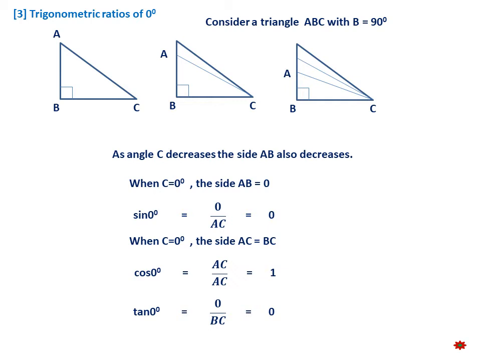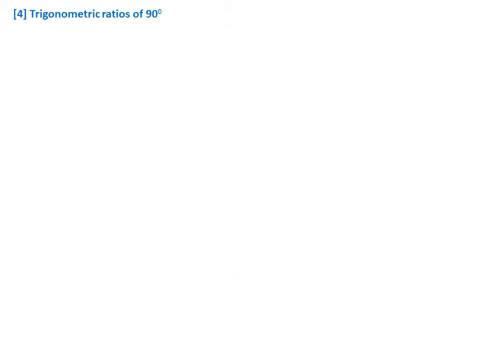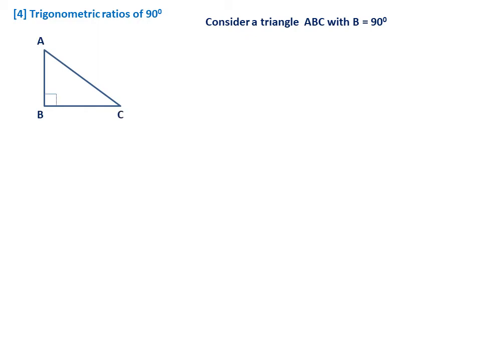Next, the same type of logic we are applying for sin 90 also. Let us take trigonometric ratios of 90 degree. Consider this triangle ABC once again. I am taking three separate cases like this. See here, what I do is I am increasing the angle, because C is an acute angle, because B is 90 degree. A and C both are less than 90, acute angles.